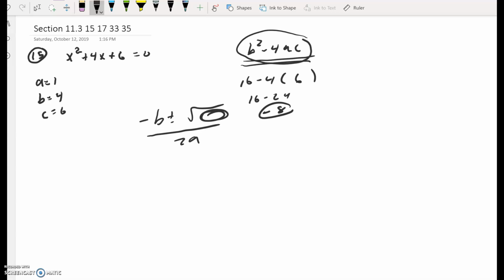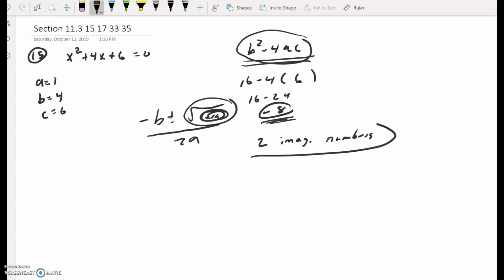this part in here is going to be a negative number, which means you have the square root of a negative number, which means they're imaginary. So the fact that this is negative 8 tells you you're going to have two imaginary numbers. Why two of them? Well, because you have plus this and you have minus this, so that'll give you two of them.